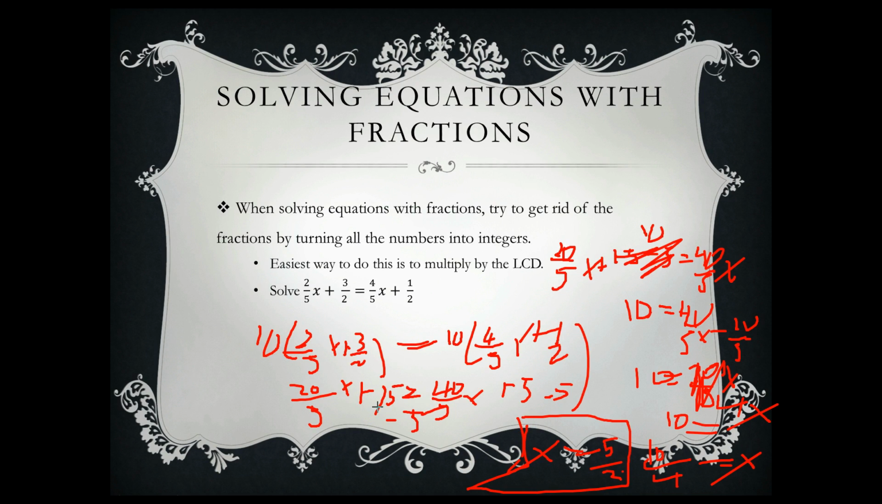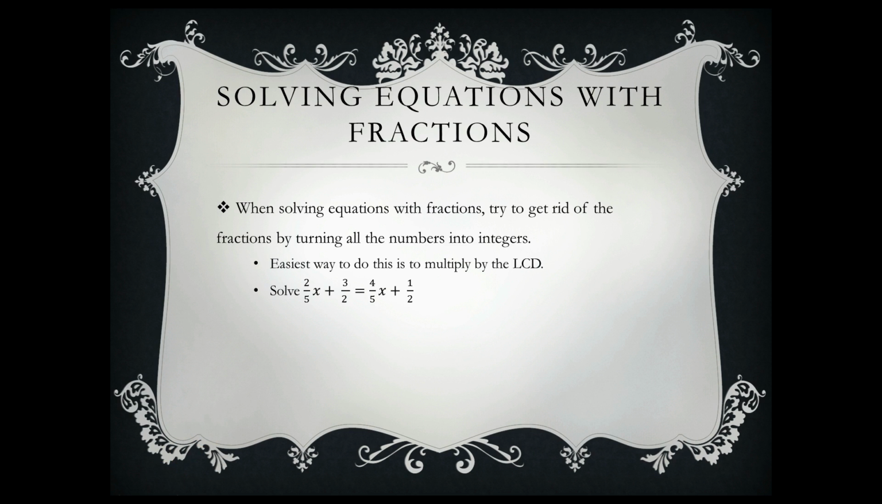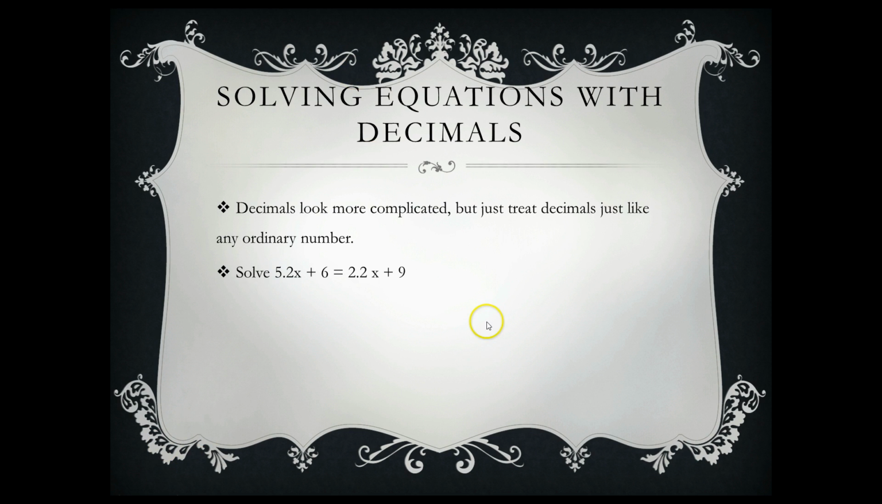So this one is fairly complicated, but it's the same idea as the previous ones. We just want to break up everything and try to get x to one side and the number on the other side. Decimals look a lot more complicated, but they're easy to solve if you just treat them like any other ordinary number. So 5.2x plus 6 is equal to 2.2x plus 9.